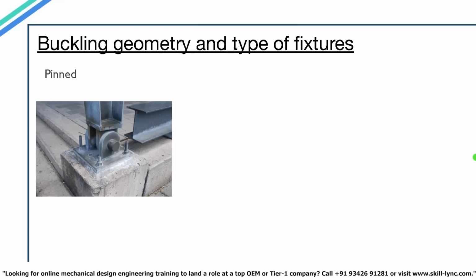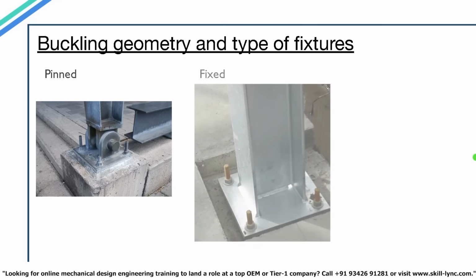A pinned end has a restraint on the translatory motion in all axes, but it is free to rotate about the axis in which it is pinned, whereas that is not the case with a fixed end. Fixed ends have restraints in all types of motion. They can't rotate, nor can they translate.